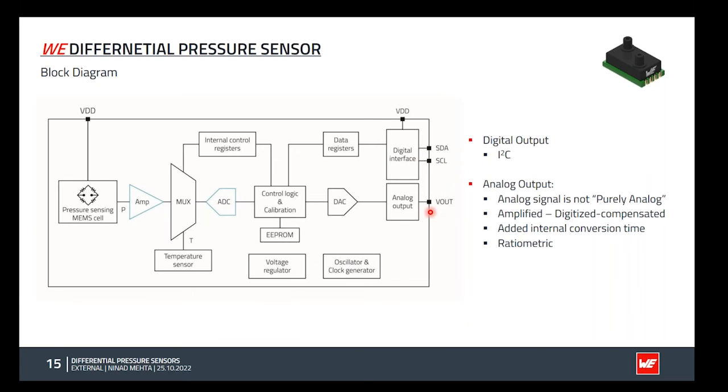As mentioned, we also have an analog output in parallel. The analog output goes through one more step of a digital to analog converter. So the digital output is again converted into an analog output through a DAC, and then you get a fully calibrated and fully compensated analog output. So the analog output we get is not a purely analog output, and this is a fully calibrated output.